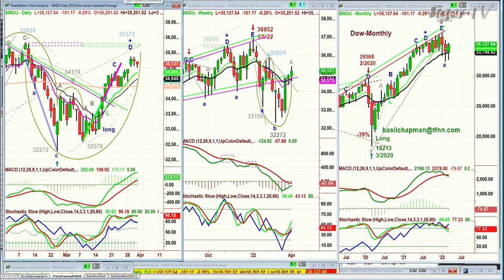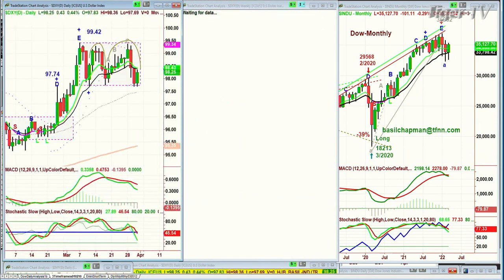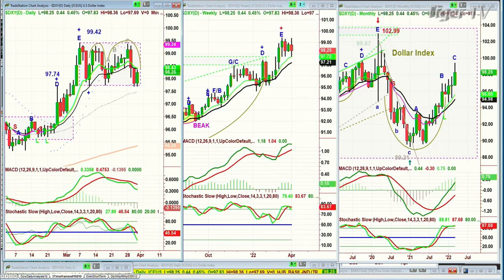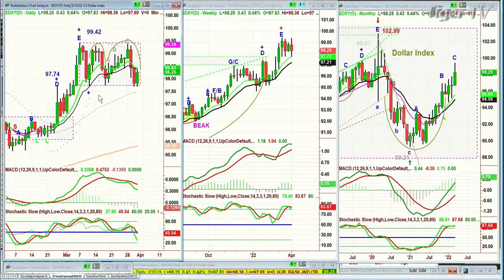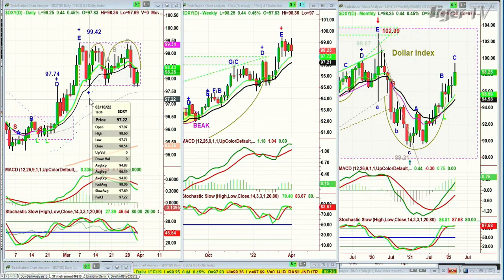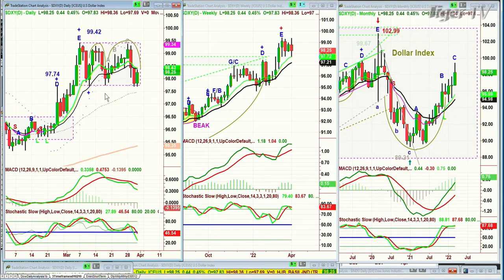Okay, let's go to some of the things that I want to look at. The dollar. The dollar is in a rectangle formation. What is a rectangle formation? It means that you go from a particular high, in this case, 99.42 in the dollar index. You pull back, and what do you do? In this particular case, we're holding the 97.70s area. And we've made two lows today. It was 97.67. Same as yesterday.